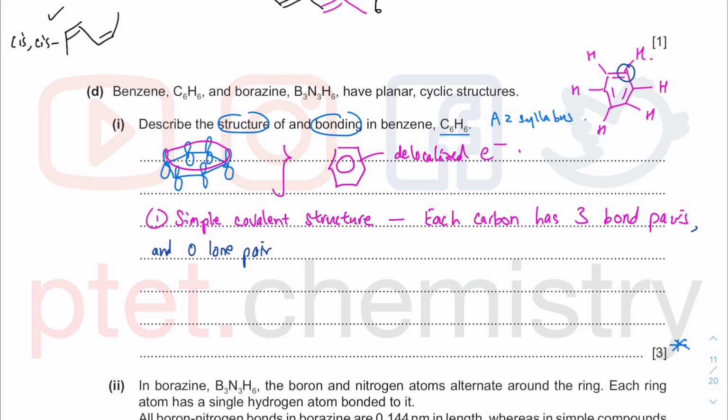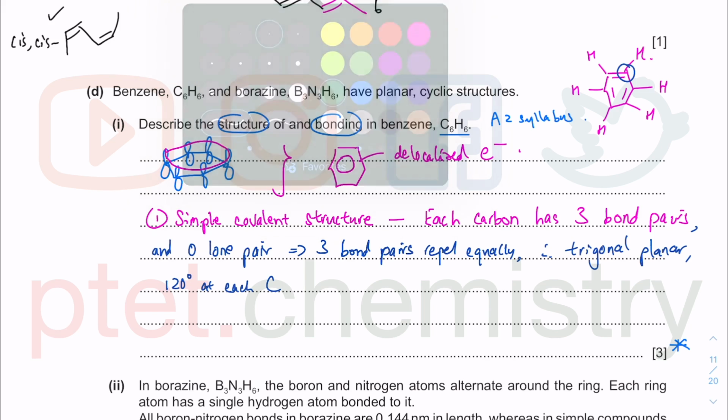And then this one will give you 3 bond pairs repel equally. This is your VSEPR. So therefore, trigonal planar geometry. So trigonal planar, 120 degree at each carbon.